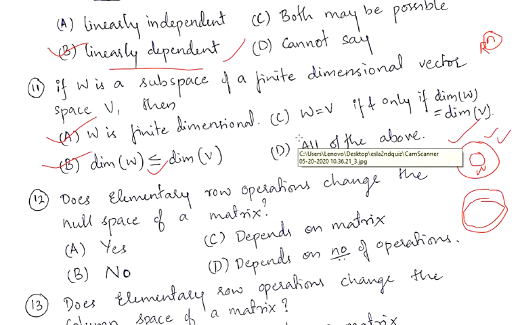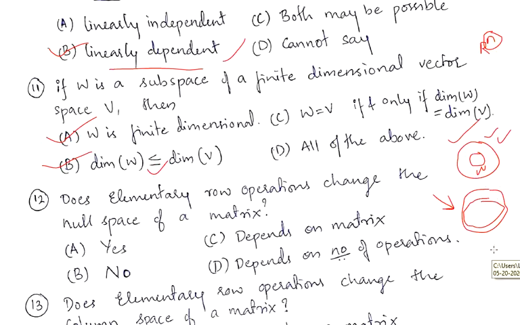Coming to C: W is equal to V if and only if the dimension of W is equal to the dimension of V. It is exactly the same situation I explained here in set theory. If the two circles are of the same radius, then V and W will be the same. This can only happen when the dimensions of W and V are the same, meaning the same number of vectors are incorporated in the vector space. So this is also true. So the solution for 11 is all of the above.